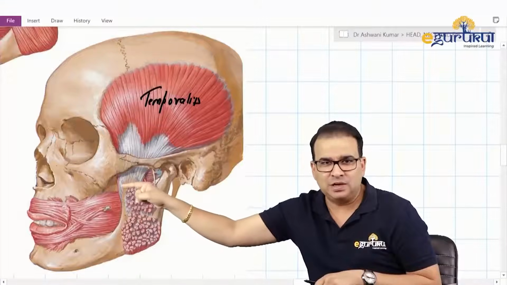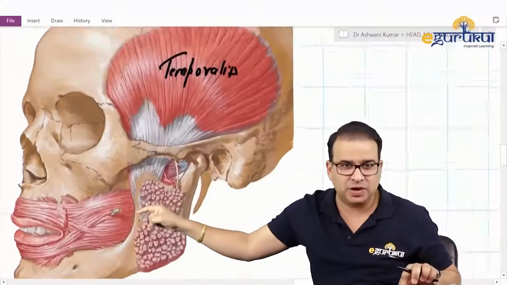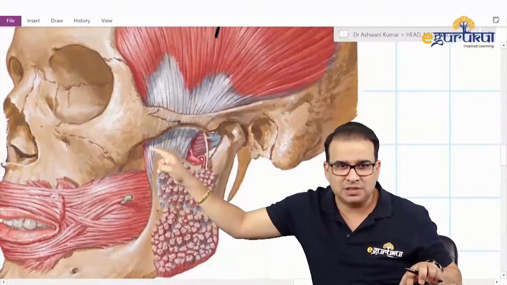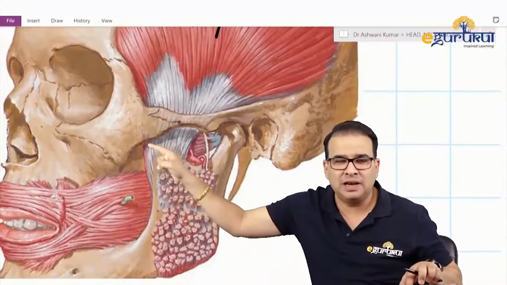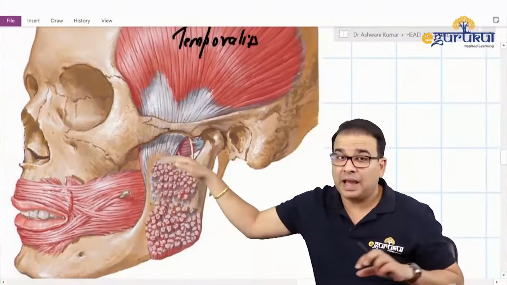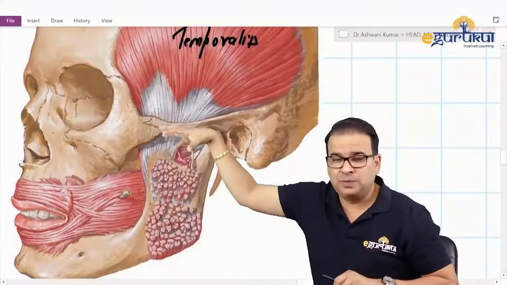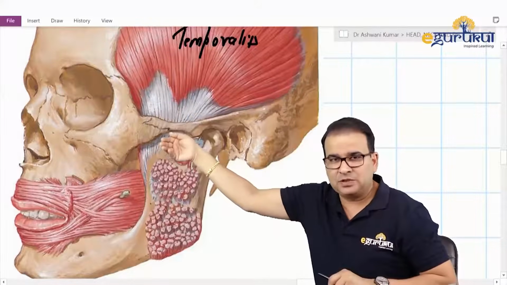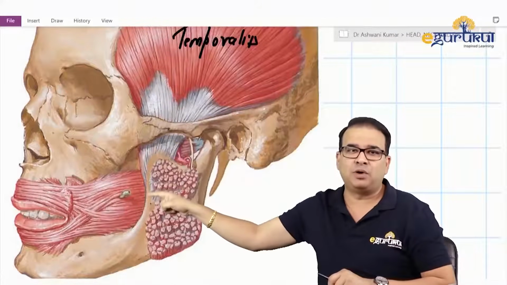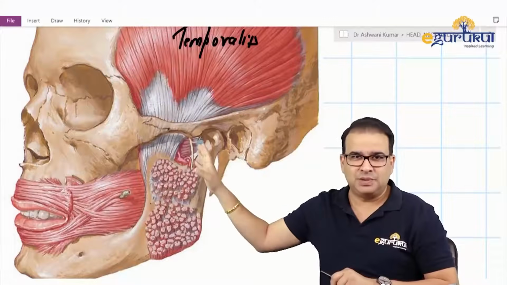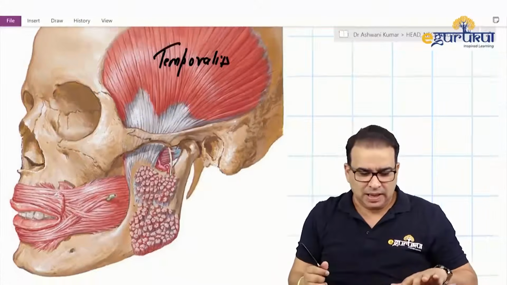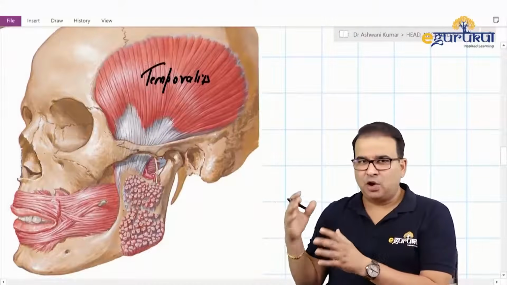The tendon is extending to the anterior border as well. If I just try to enlarge it for you, I hope you can see that extension of the tendon of insertion on the anterior border of the ramus of mandible, and also to the medial surface. So it's basically the tip and medial surface of the coronoid process, and then the anterior border of the ramus of mandible, the temporalis.